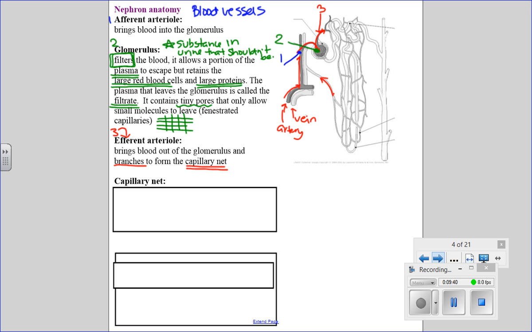So if I were to follow this little picture, I'm just going to highlight the blood vessels here. So the blood vessels start branching off. They start wrapping around, and they make what looks like a little net all around the tubes that you see here. So it's called the capillary net because it really does look like a little net all the way around the nephron. So we'll call number 4 the capillary net, and it's labeled right here.